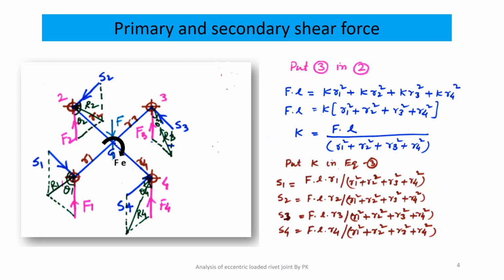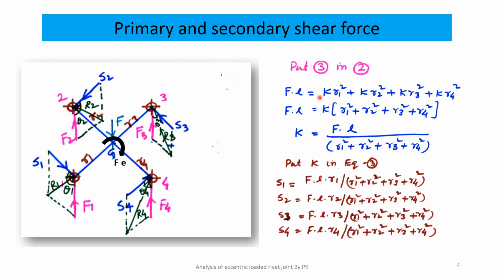So here we put the value of S1, S2, S3 and S4 in equation number 2. So we have Fe on the left side. Here S1 is K into R1 multiplied by R1, so this is KR1 square. The second term comes out to be KR2 square. The third term is KR3 square. And the fourth term is KR4 square.